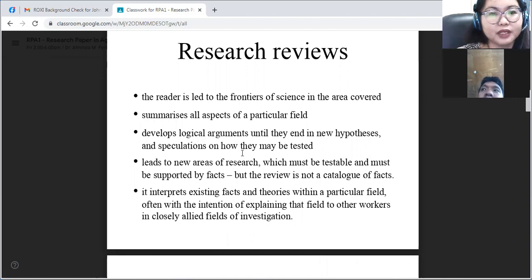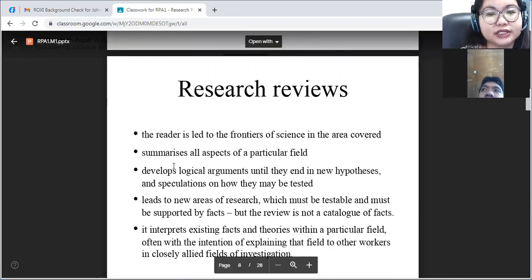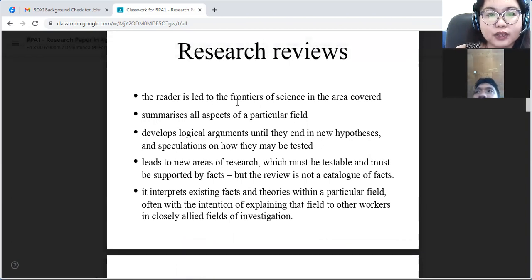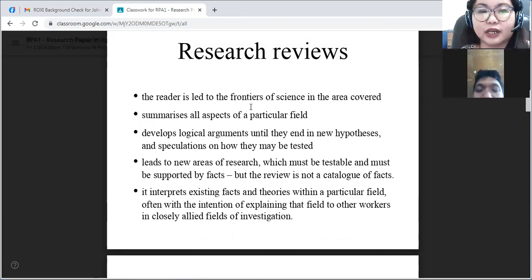For example. So, ito yung gagawin ninyo, yung research review. So, ano itong research review? So, these are the frontiers of science in the area covered. Like for you, Eson, anong masasabi mong topic na you are expert on or you are very interested on?